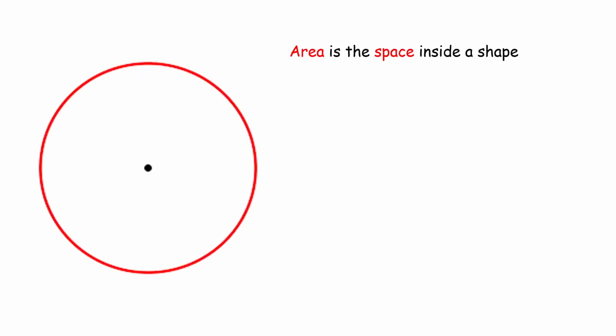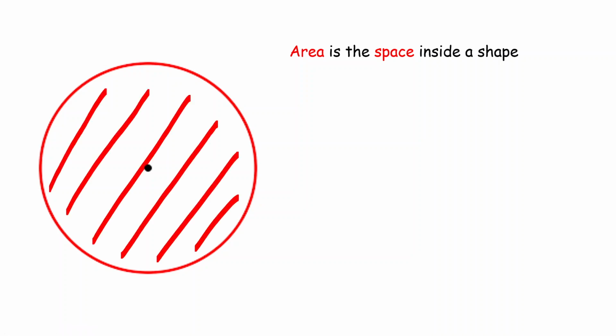Okay, we're now on to looking at the area of a circle, so let's get into it. So area is the space inside the shape, so if your circle is here, the area is the space inside that shape, so that bit there.